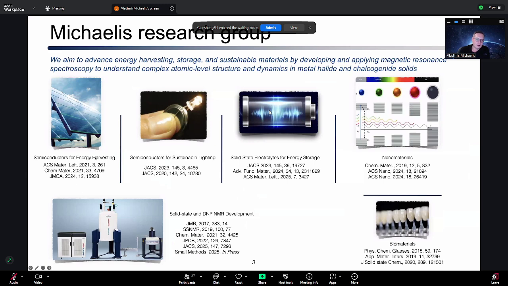We're looking at perovskite solar cells. We're looking at a variety of metal halide light-emitting diode type systems. And more recently, in the last couple of years, we've started to look at more sodium-based ion electrolytes for sodium-based batteries. And we deal with a lot of nanomaterials as well. And then in the past, we've done some biomaterials, but we don't do nearly as much of that nowadays.